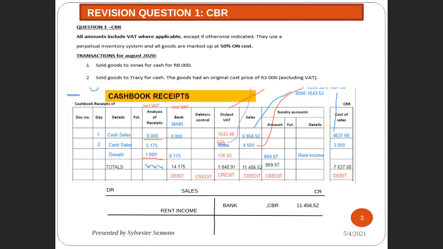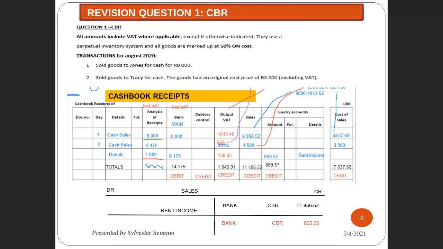Perfect, Gabby. You are correct. I'm going to say bank, and I'm going to say CBR, and I'm going to say 865.96. Thank you so much. You are on fire. Can I see, guys? Very easy. And they can ask you this in the exam.